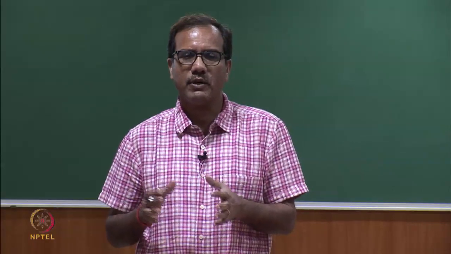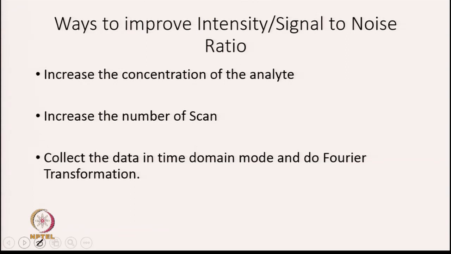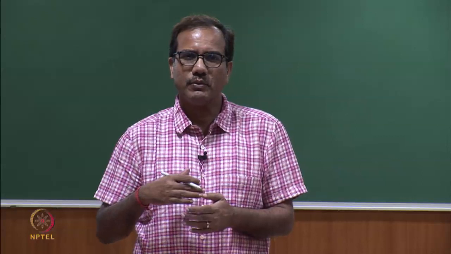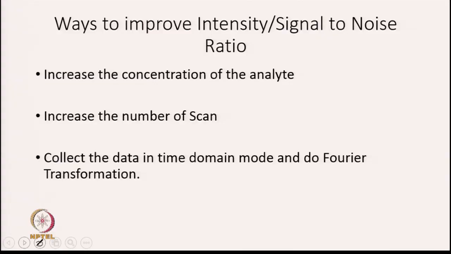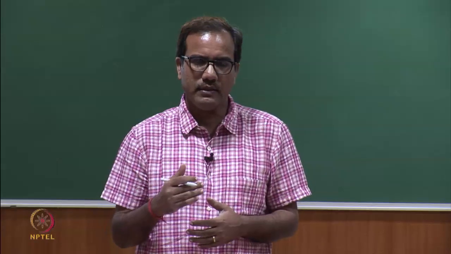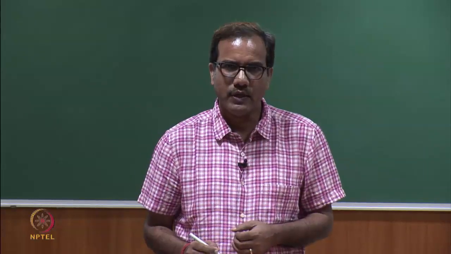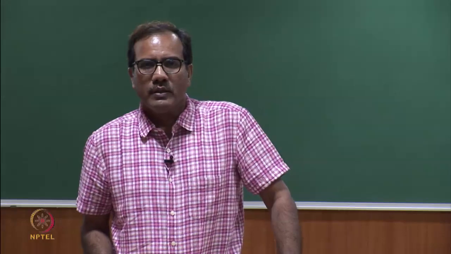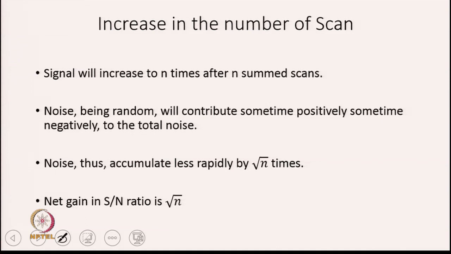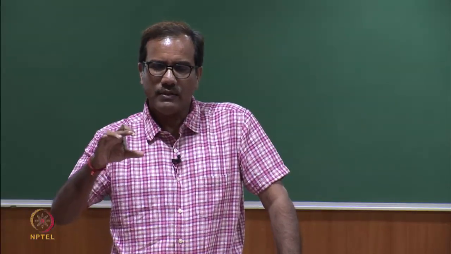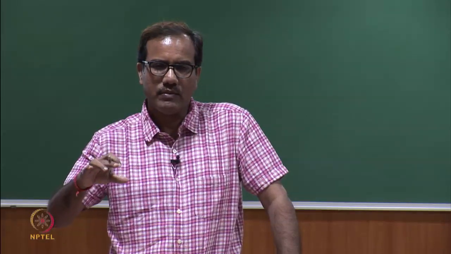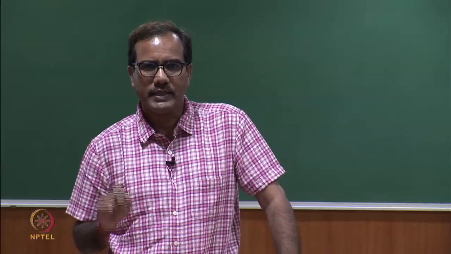Another way is to increase the number of scans. So, take the spectrum once, another time, a third time, a fourth time, increase the number of scans and add all the signals. And the third is to collect the data in time domain mode and do Fourier transformation. I will tell you about the advantage of the second and third approaches in improving signal to noise ratio. Now let us look at increasing the number of scans. Signal will increase n times after n summed scans. So, if you have taken the signal once, twice, thrice or four times, and then you add the signals, your total signal will be four times the signal taken in one scan.